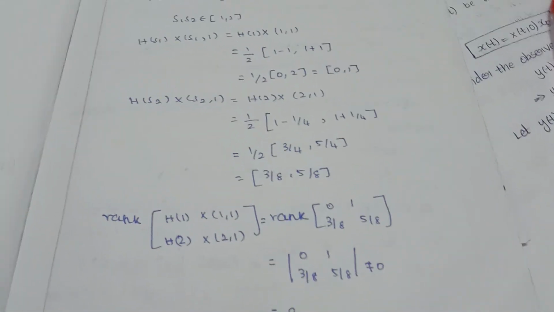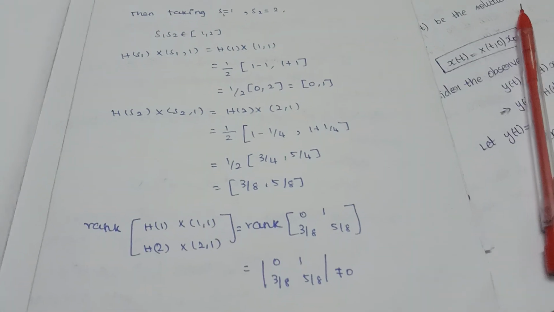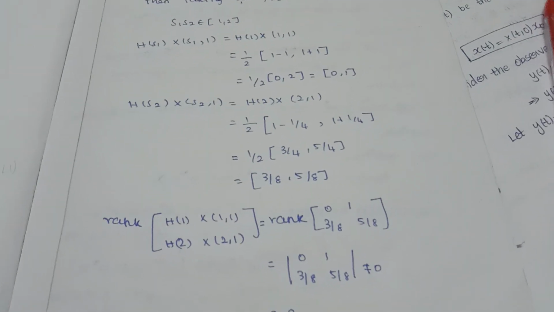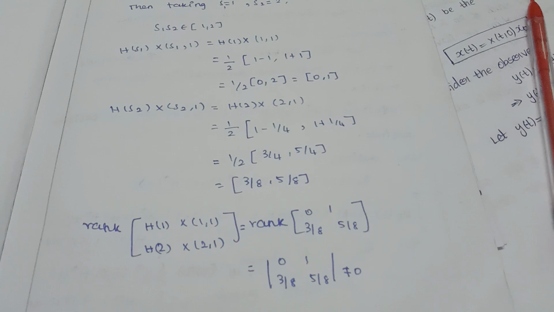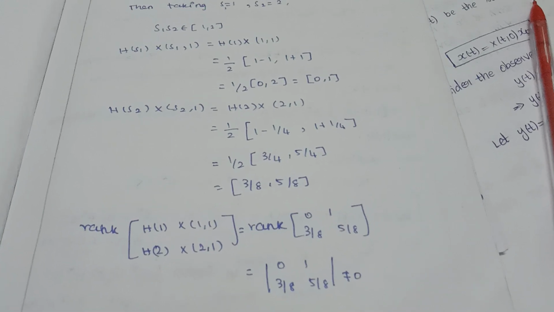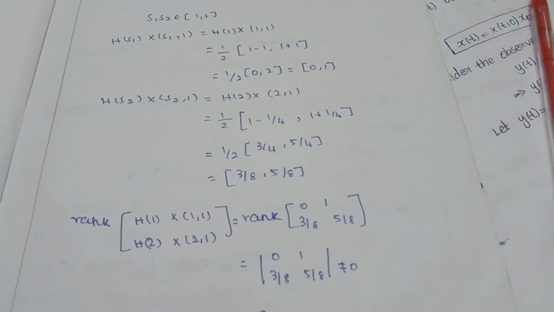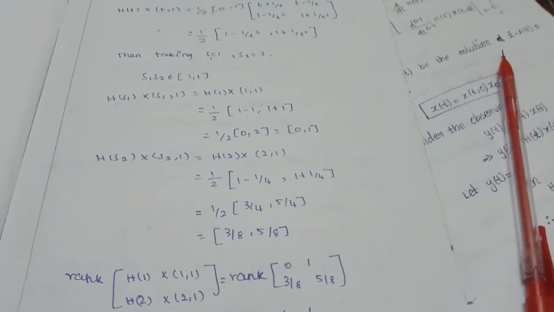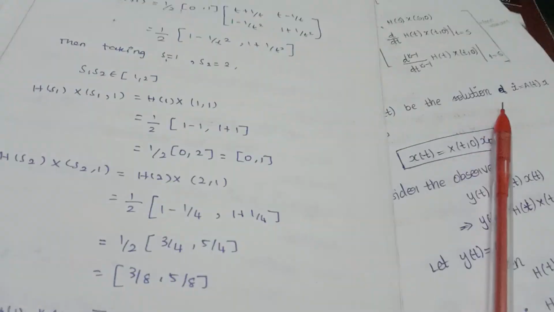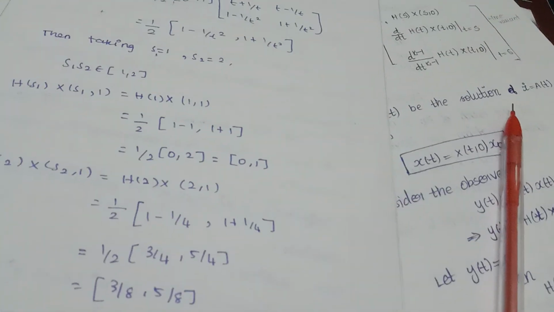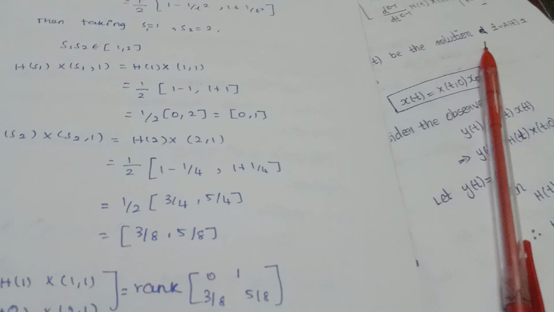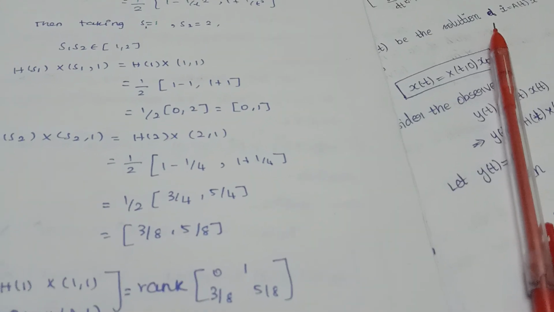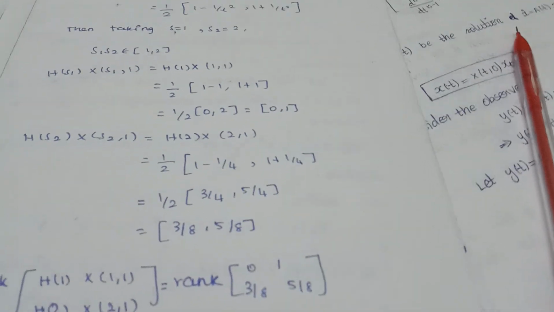Next, h of s2 comma 1 is h of 2 x of 2 comma 1. So 1 by 2 times 1 minus 1 by 4, since instead of t we replace 2 square, which is 1 by 4, and 1 plus 1 by 4. That gives 1 by 2 times 3 by 4 and 5 by 4. If we multiply by 1 by 2, we get 3 by 8 and 5 by 8.